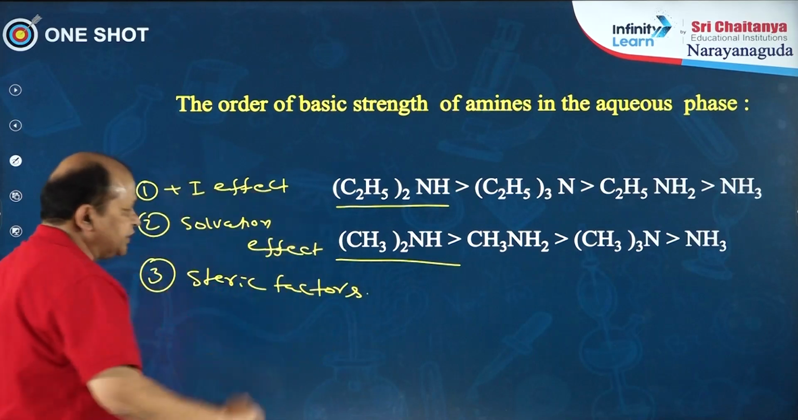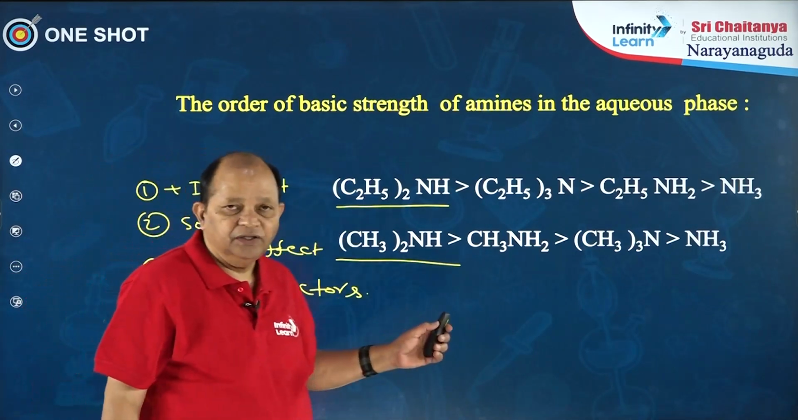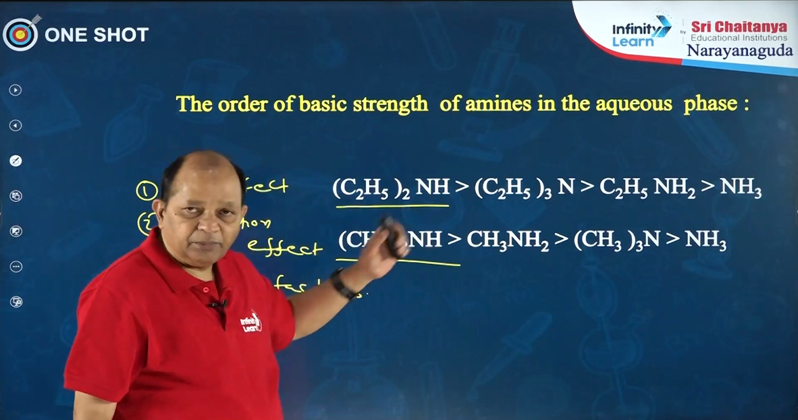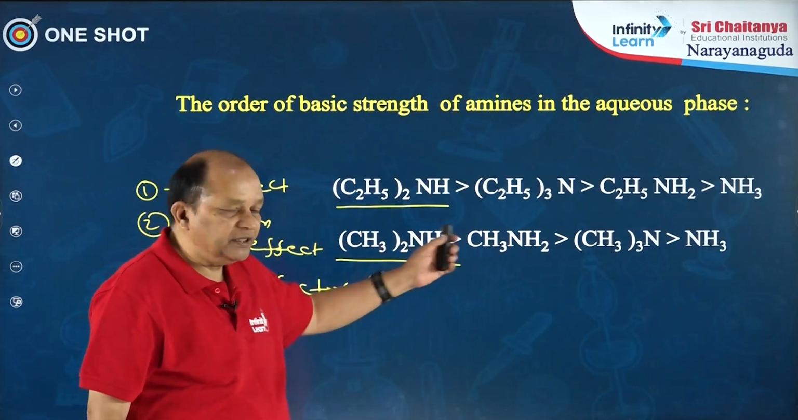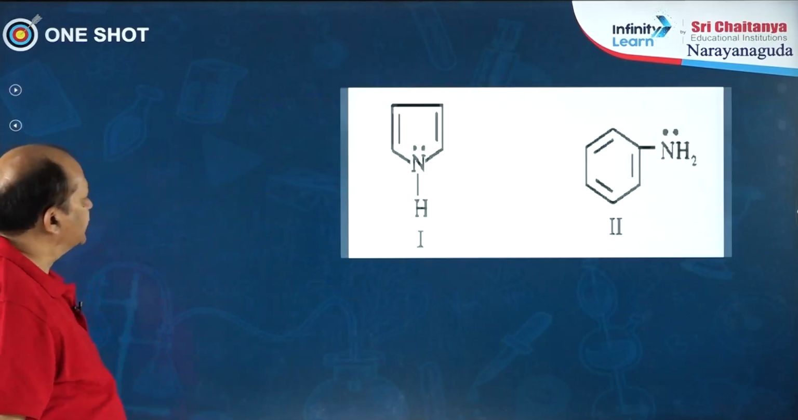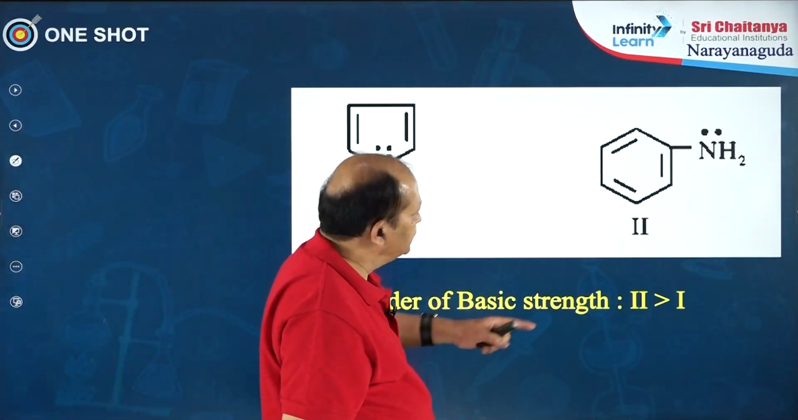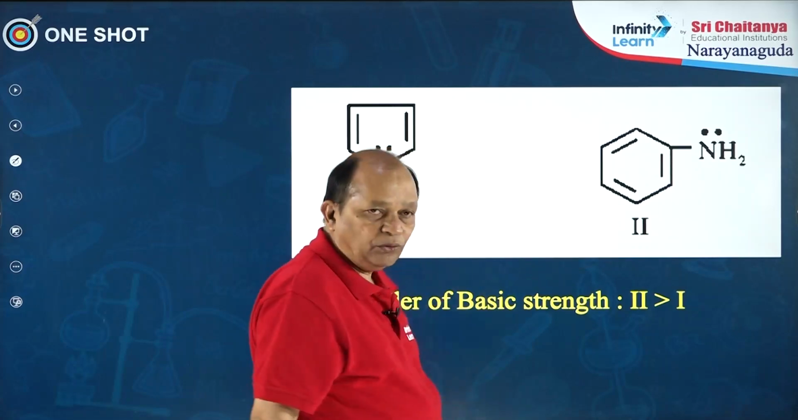The third one is the steric factors. Because of these three factors, the order of ethyl and methyl substituted amines comes out like this. Okay. Next, we have the comparison of the basic strength of aniline and pyrrole.